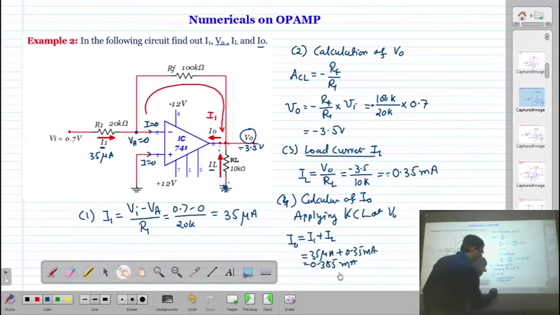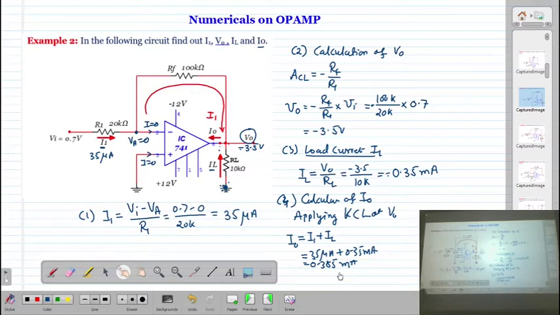Your answer will be 0.385 milliampere. So in this way, whatever the circuit is given, if you know the direction of current, then you can find out the rest of the parameters. Here in this output current, I have not considered the sign of the load current. It is actually a minus 0.35, but I already mentioned the negative sign is only indicating the direction of current. But when you are applying the KCL, at that time you can ignore that negative sign. Okay.